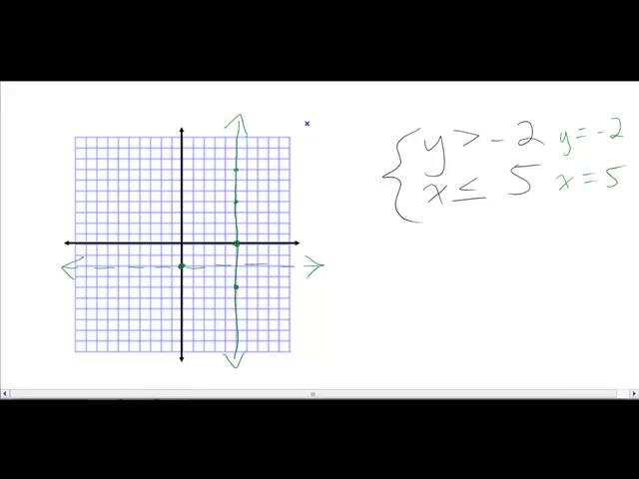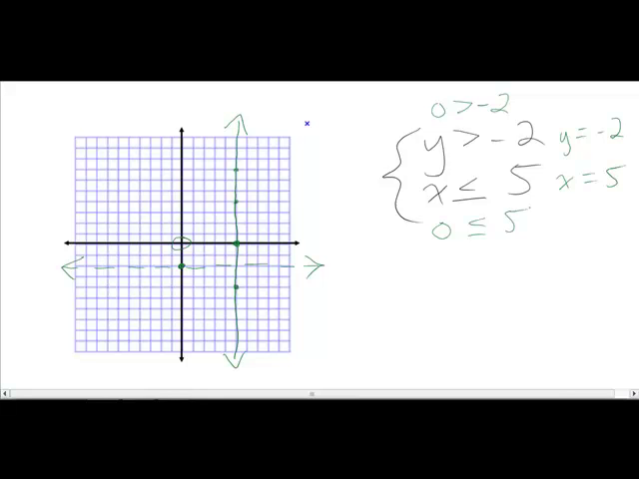Now, you don't really have to pick a test point here because these lines are pretty easy to tell. But try 0, 0 again. If you choose 0, 0, for y, is 0 greater than -2? Yes, 0 is greater than -2. Is 0 less than or equal to 5? Yes, 0 is less than 5. So that works for both inequalities. Any test point you choose must work for both inequalities, and so I know where I need to shade.